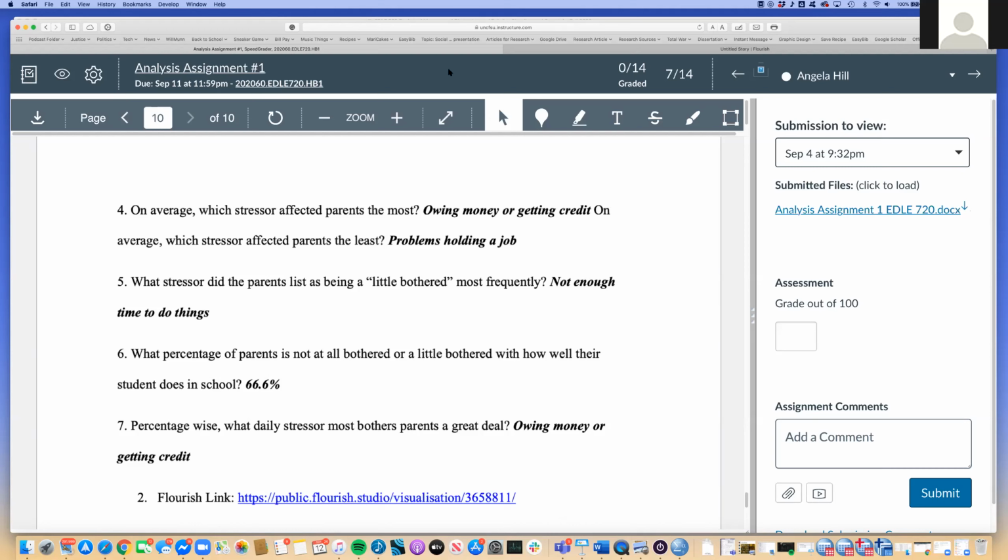66.6 percent of parents were not at all bothered or a little bothered with how well their student was doing in school. So that wasn't a stressor for them. And so I feel like if we could start with something that was more on their priority list and then move to that, maybe tie that into what we're trying to do, we could sell what we're trying to sell. So I just thought that was really a big, I don't like that number sequence, but.